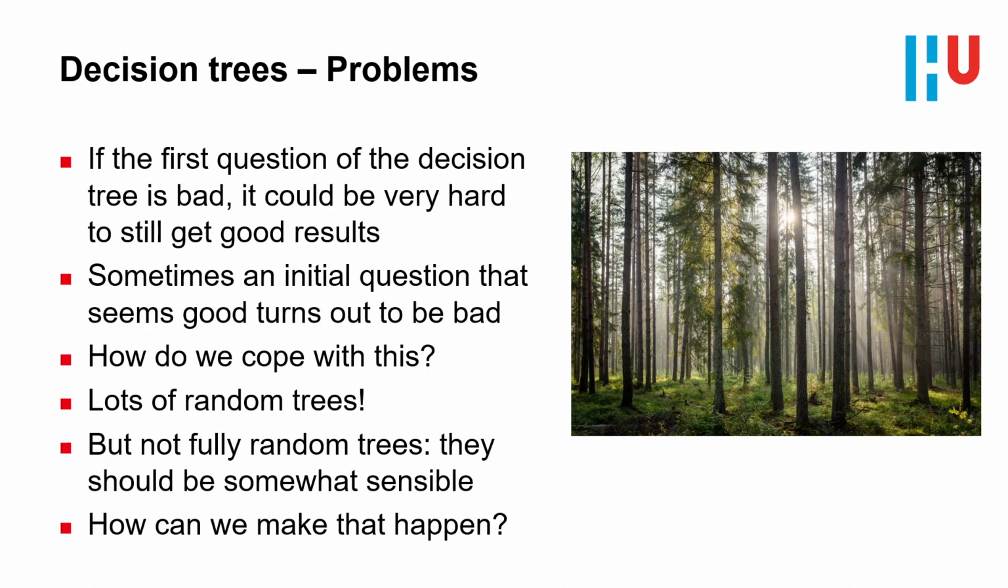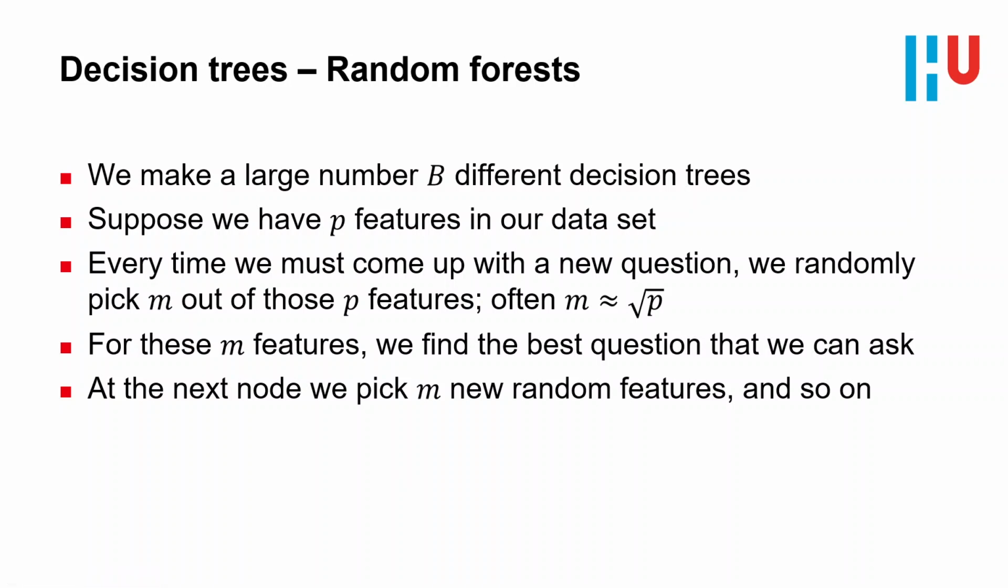There are some problems with decision trees. If the first question of the decision tree is bad, then it could be very hard to still get good results. Sometimes an initial question that seems good turns out to be bad. And there's a way to handle this, and that's with a lot of random trees. So we're making a lot of different trees, and then we're going to compare the results of those trees. So then we're going into random forests.